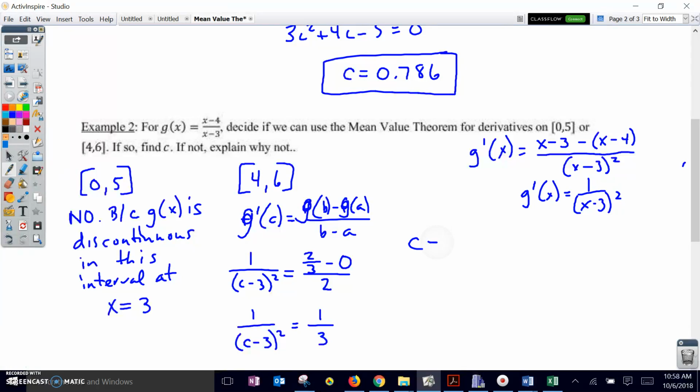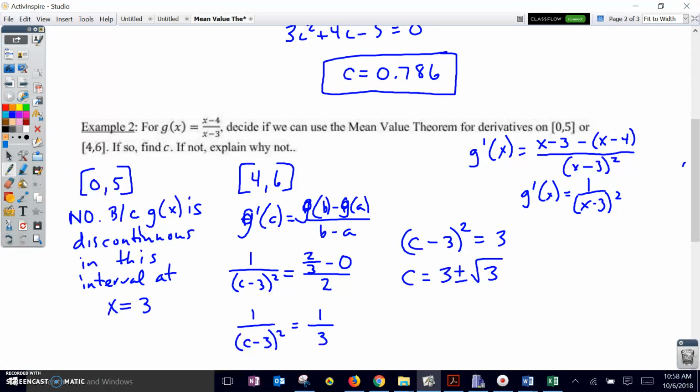Don't even know if I need my calculator for this one. We've got c minus 3, the quantity squared, is equal to 3, since the denominators have to be equal. And so c is equal to 3 plus or minus the square root of 3. We just took the square root of both sides and then added 3 to both sides.